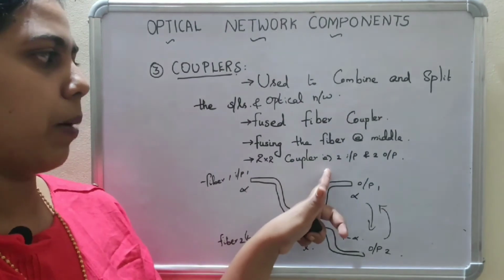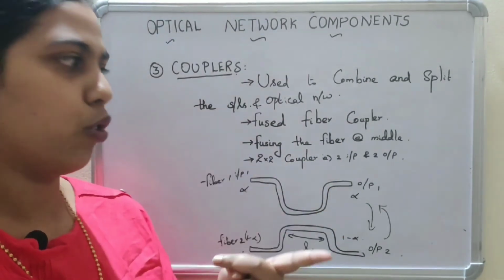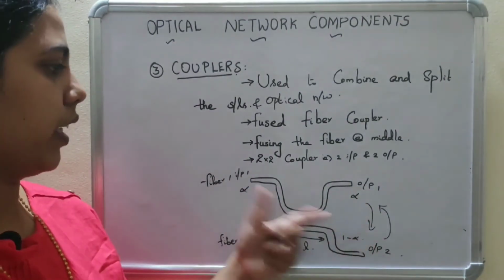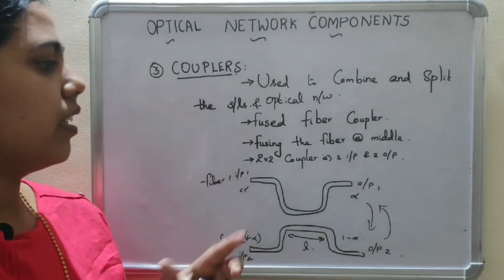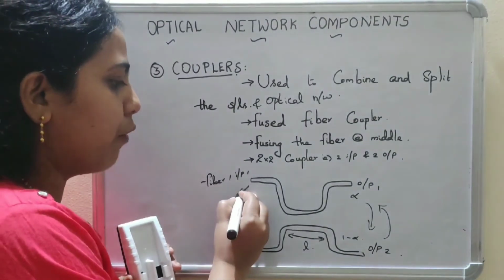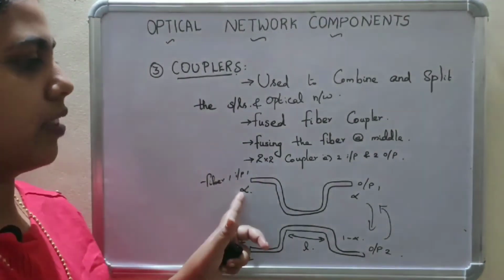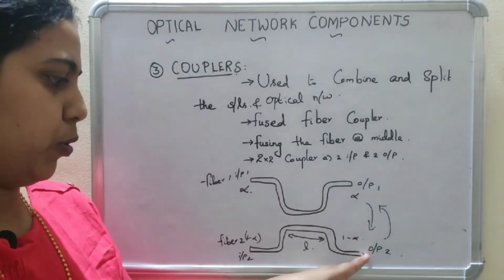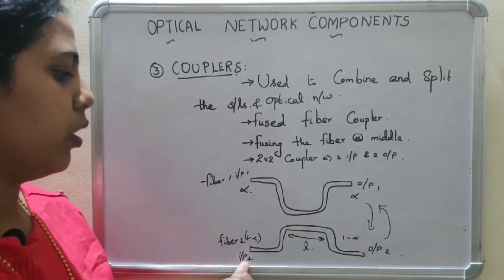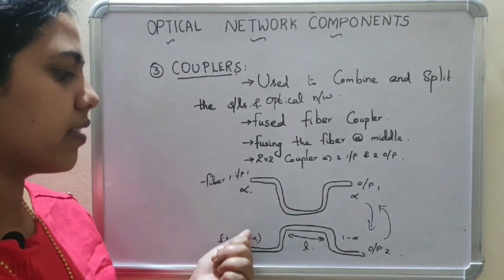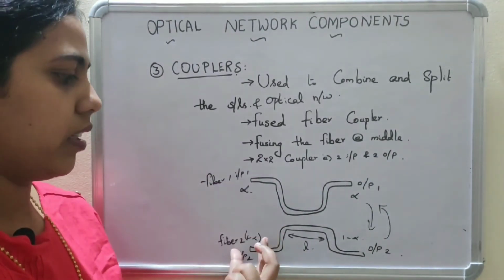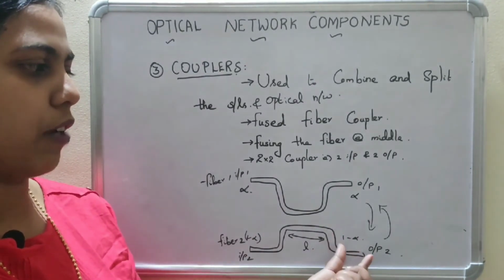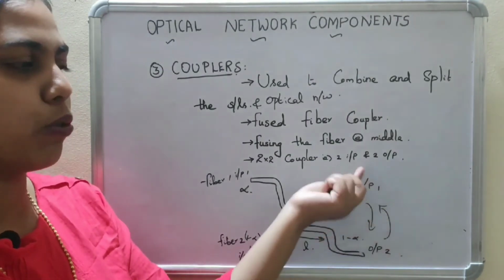And there is a 2x2 coupler which has 2 inputs and 2 output ports: input 1, output 1, input 2, output 2. Here input 1 takes the fraction of alpha and sends the power to output 1, and the remaining power will be sent to output 2. And here also in fiber 2 the 1 minus alpha fraction will be sent from the input 2 and given to the output 2, the same fraction 1 minus alpha, and the remaining fraction will be sent to the output 1.